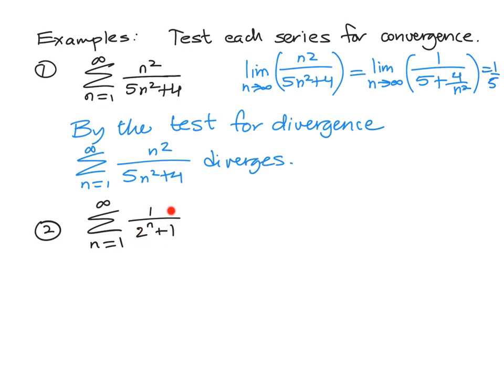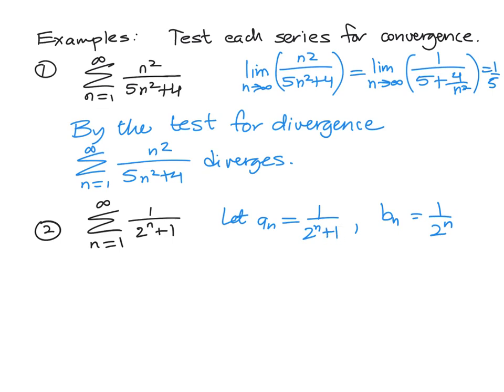Just because the limit goes to 0 does not guarantee that the series, when you add all those numbers up, is convergent. So the test for divergence only gives you divergence, it does not tell you about convergence. So I'm going to have to figure out what to do here. Let a_n equal 1 over 2 to the n plus 1, and let b_n equal 1 over 2 to the n. So I'm going to throw out the plus 1 part because that was kind of in our way.